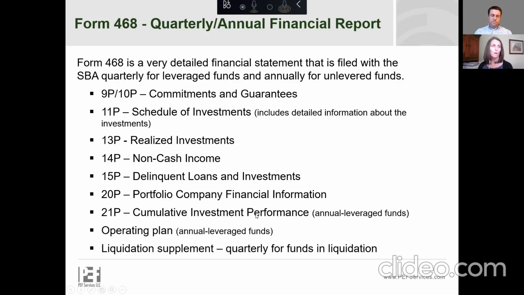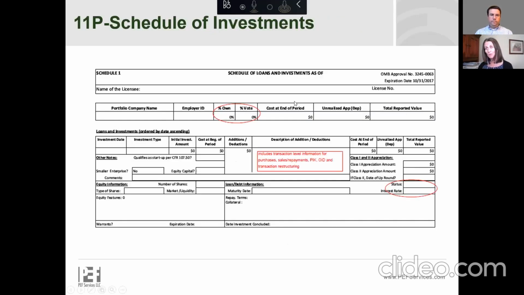And so I would like to take a look at the first page, the schedule of investments, with you. This is what the form looks like. It's a little bit confusing if you're not familiar with all the data points. But this section will include a transaction level cost roll forward. So it's going to be any purchases, sales, PIK, OID, probably too low of a level of detail for what you're looking for.